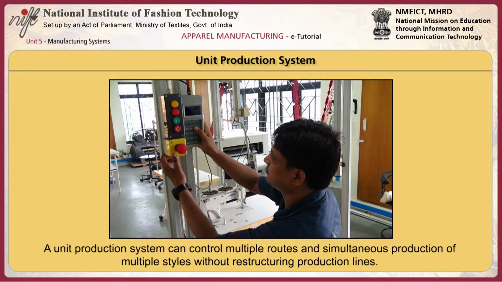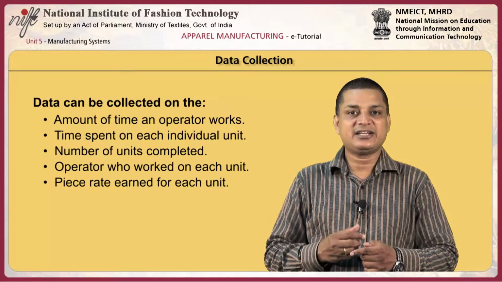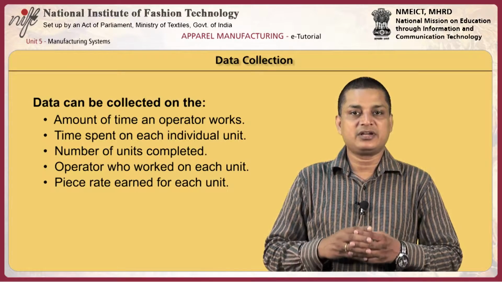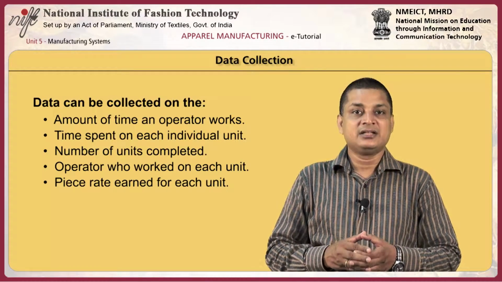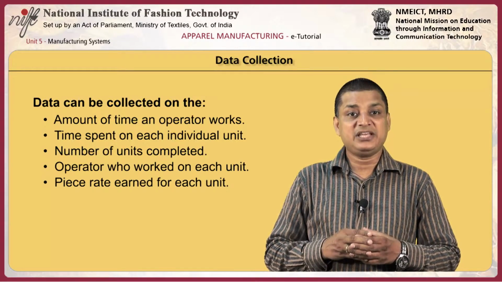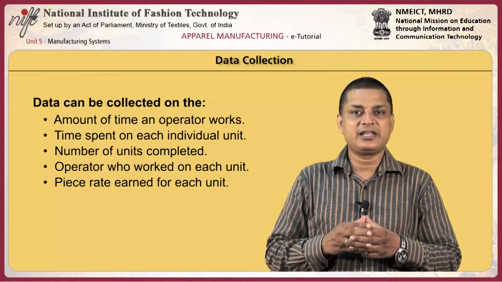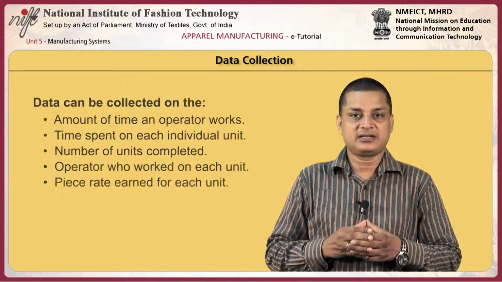Each operator as well as the control center is able to monitor individual work history. Data can be collected on the amount of time an operator works, time spent on each individual unit and number of units completed. The operator who worked on each unit and the piece rate earned for each unit are also recorded. The system will calculate earnings per hour, per day and the efficiency rate of each operator.